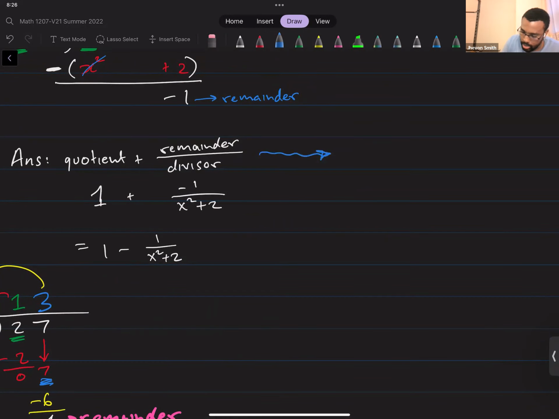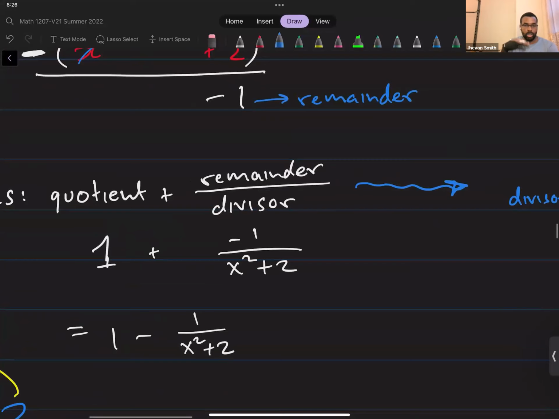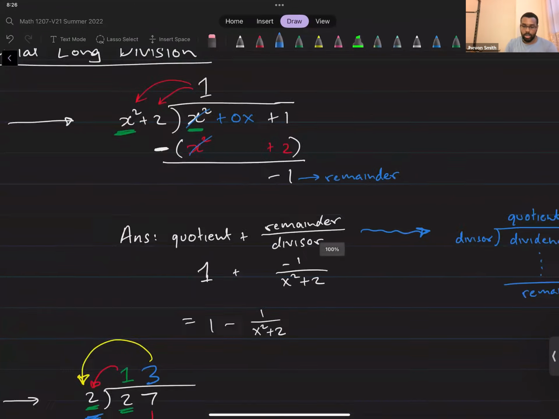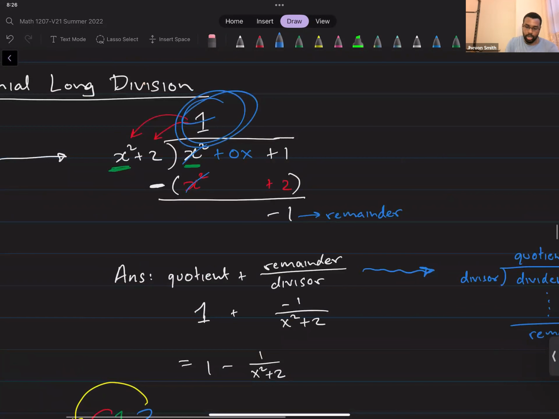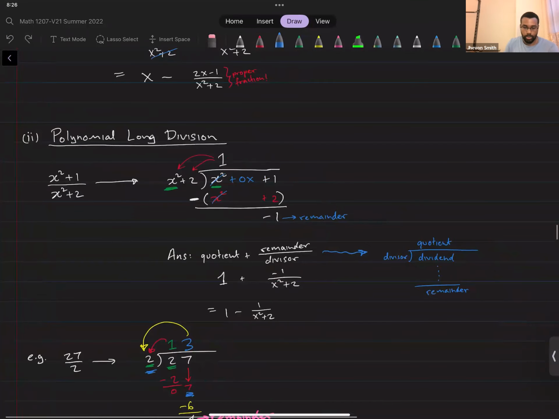Just so we're clear with the names here, the divisor is the guy out here. The dividend is the guy under here. The quotient would be the guy that's up here. And after doing the thing, the remainder is what's going to be left over here. Your answer is always going to be quotient plus remainder over divisor. So it's going to be whatever's on top here plus this guy divided by that guy. So that's polynomial long division.